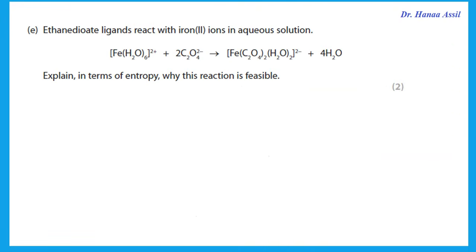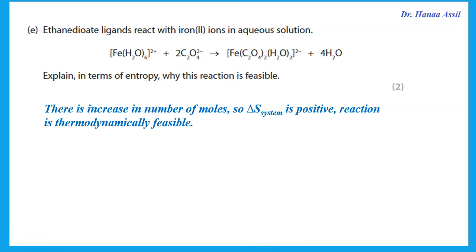Ethanedioate ligands react with iron 2 ions in aqueous solution. Explain in terms of entropy why this reaction is feasible. Remember, when we talk about entropy, what do we talk about? We talk about an increase in the number of moles. So we started with 3 moles and we ended up with 5 moles in the products. So there is an increase in the number of moles, and that means the delta S system is positive and the reaction is thermodynamically feasible.